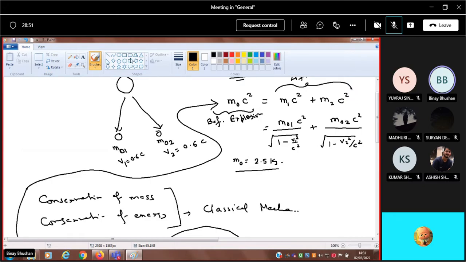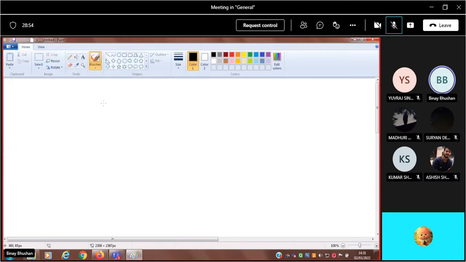Example 1.8. An electron of mass 0.511 mega electron volt. There is one electron here, so let me write one electron and one photon.